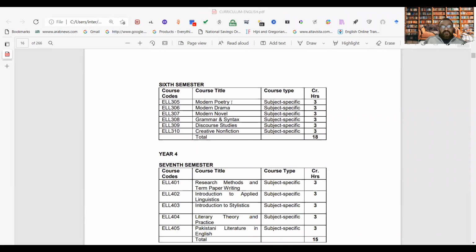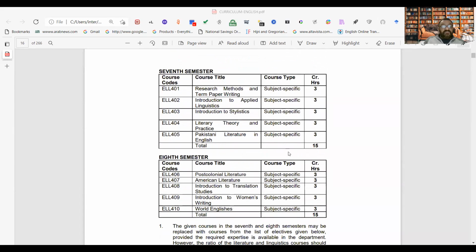Sixth semester, Modern Poetry, 3 credit hours. All have 3 credit hours. Modern Drama, Modern Novel, Grammar and Syntax, Discourse Studies, Creative Non-Fiction, all are 3 credit hours, total 18 credit hours. Fourth year, you have Research Methods and Term Paper Writing, 3 credit hours.